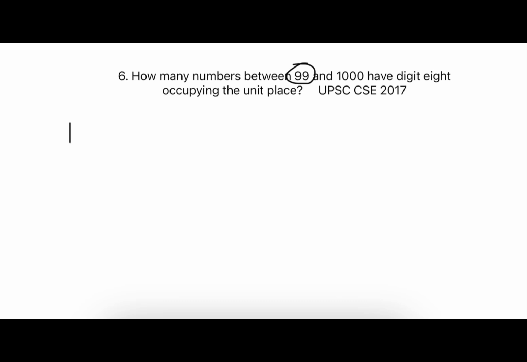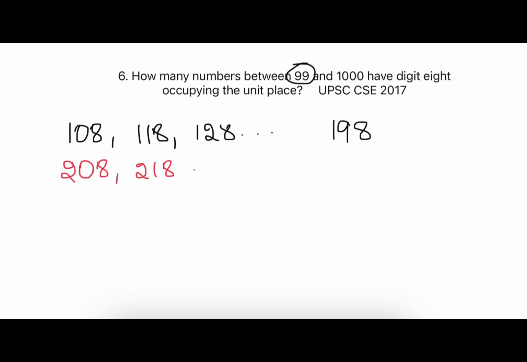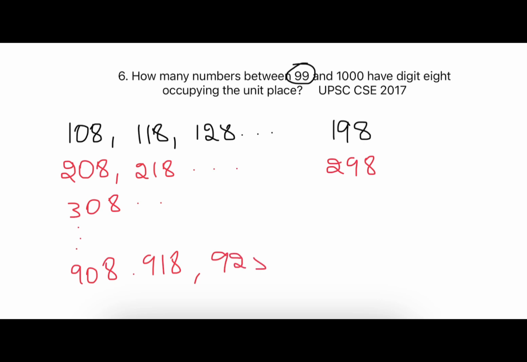So we'll start with 108, 118, 128, and so on. It goes all the way up to 198. Similarly, we have another row that can be created: 208, 218, 228, all the way up to 298. Similarly, 308 and its series. Likewise, we can go up to 908, 918, 928, all the way up to 998.